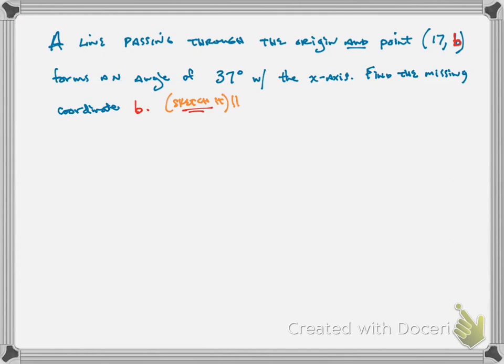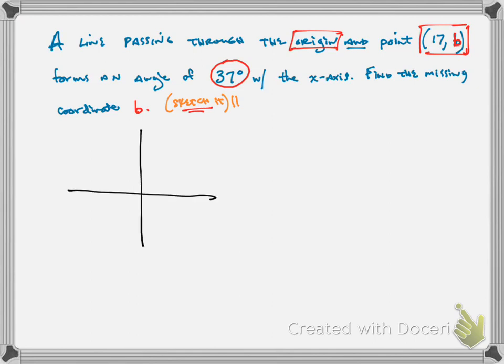We have two more. A line passing through the origin and the point 17, B forms an angle of 37 degrees with the x-axis. Find the missing coordinate B. So through the origin and through this point, and we don't know what B is, but we do know that it forms an angle of 37 degrees with the x-axis. So let's sketch. I'm going to go through the origin, and we're going to go out 17 units and up B units. We don't know what B is.